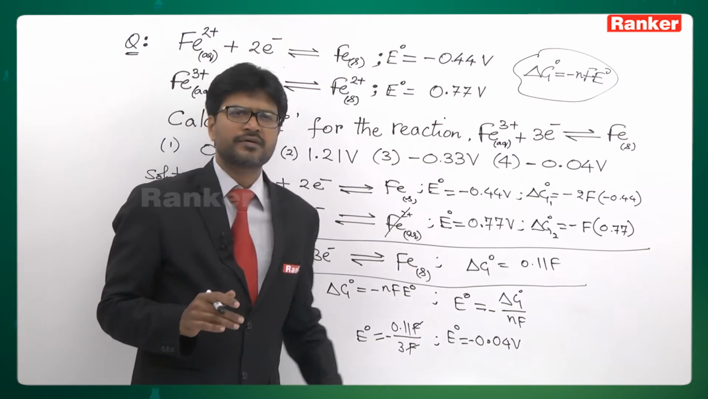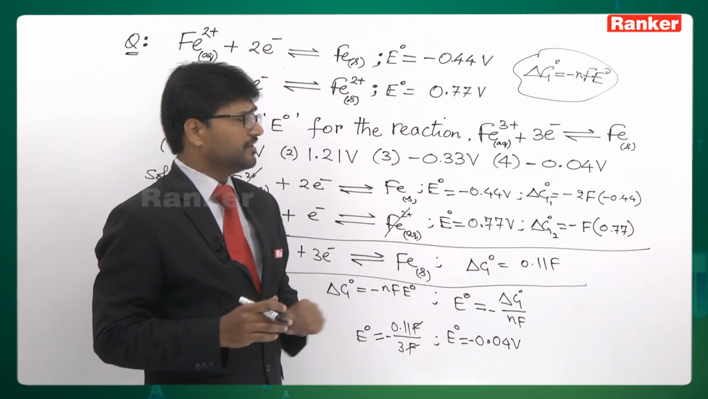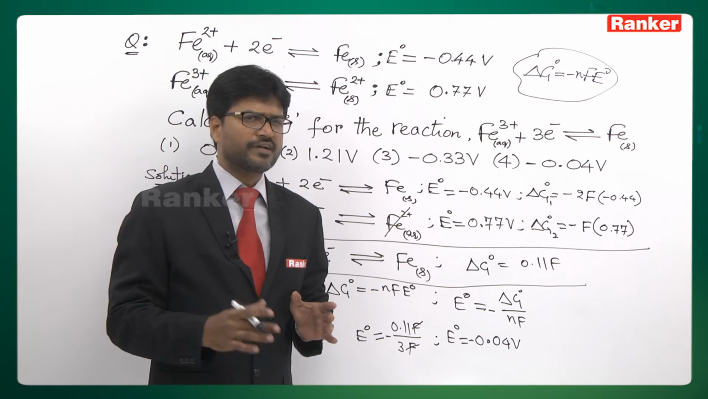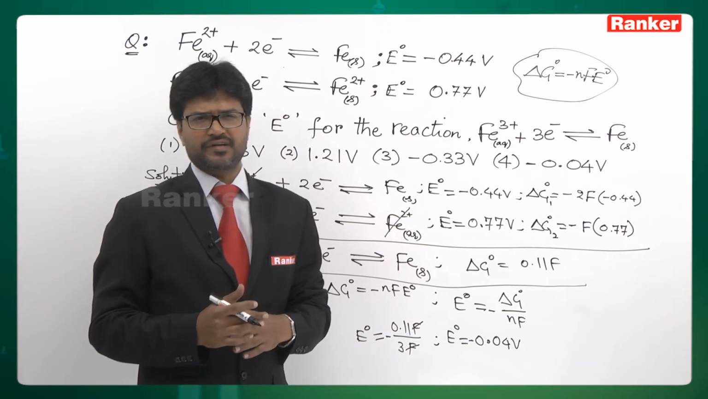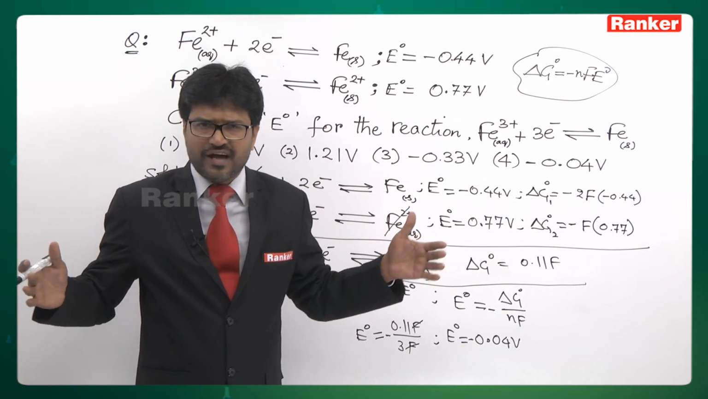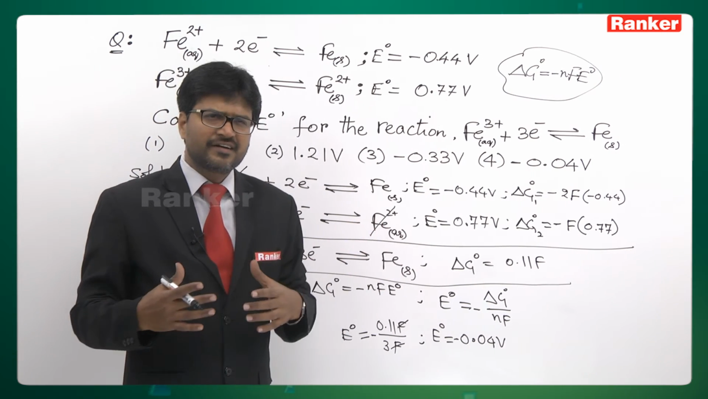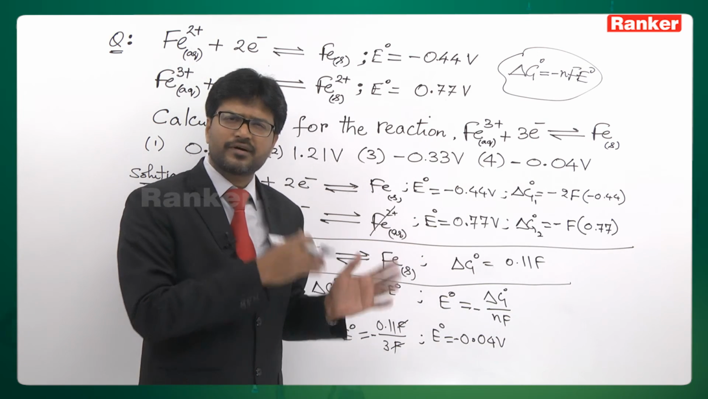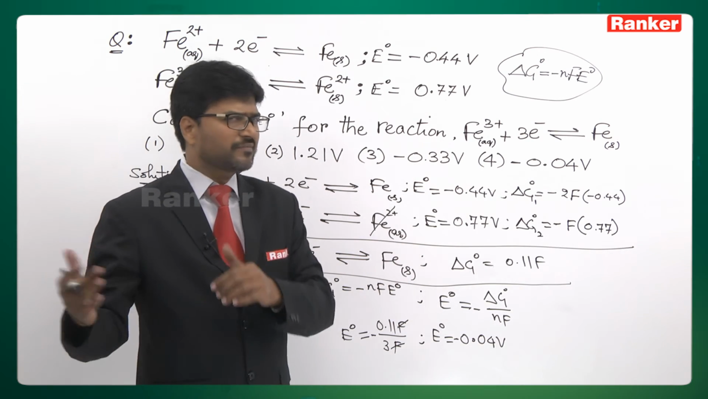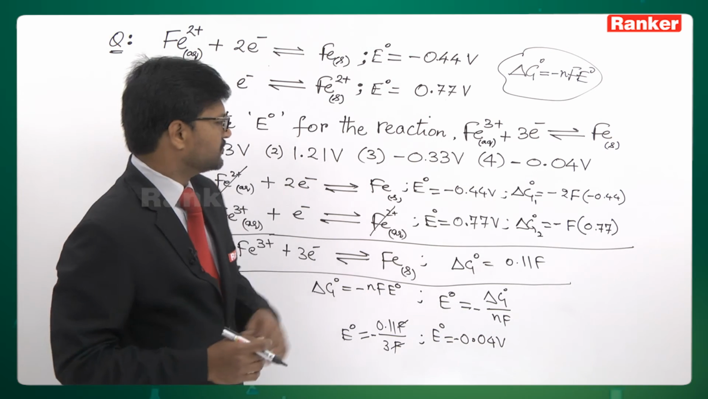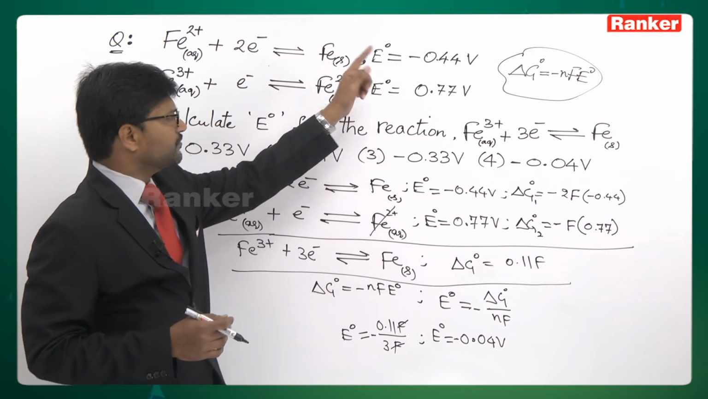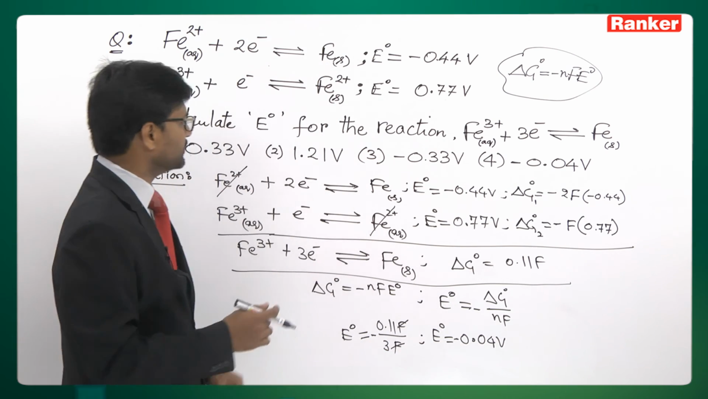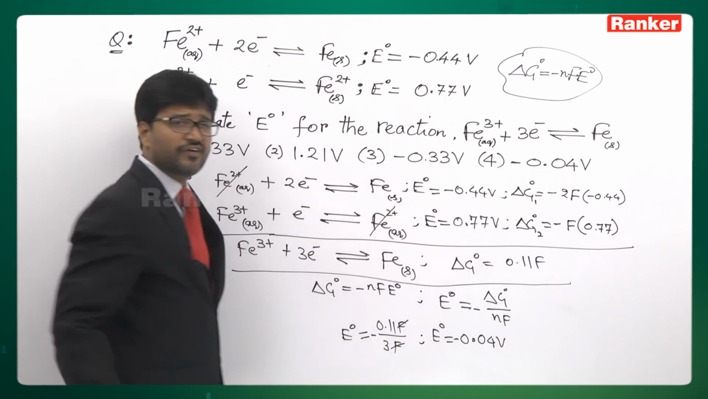I'll once again tell you what we have. The data, E naughts, are given. We have changed them to delta G naught because E naught is an intensive property, and delta G naught is an extensive property. Extensive properties are additive. When equations are added, delta G naughts also can be added. If an equation is multiplied with some number, you can multiply delta G naught with the same number. So that is the meaning of extensive property. So we changed E naught, an intensive property, into delta G naught, an extensive property, and could calculate E naught for the given equation, that is ferric to Fe.